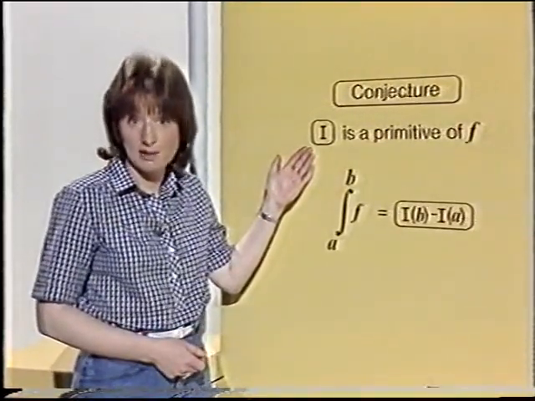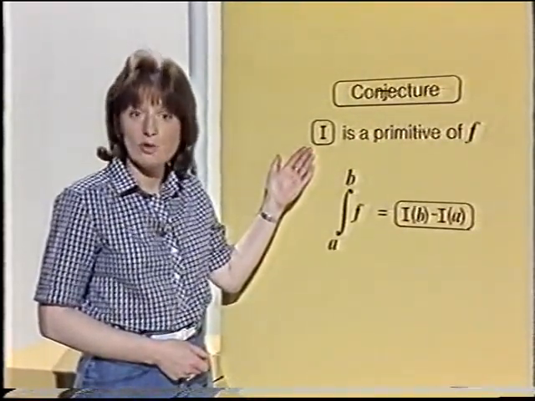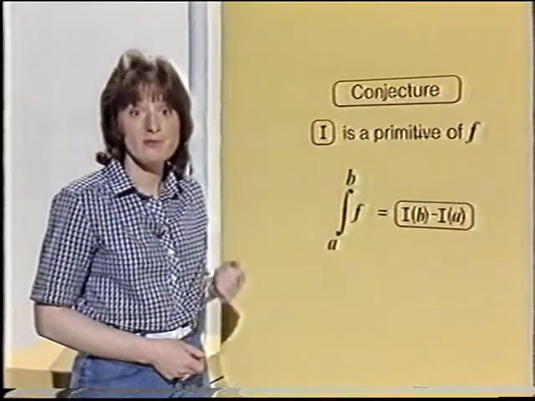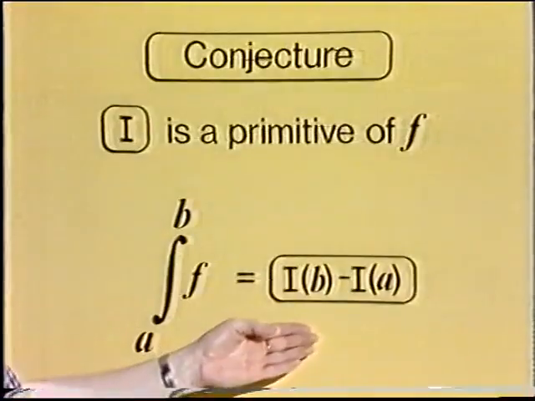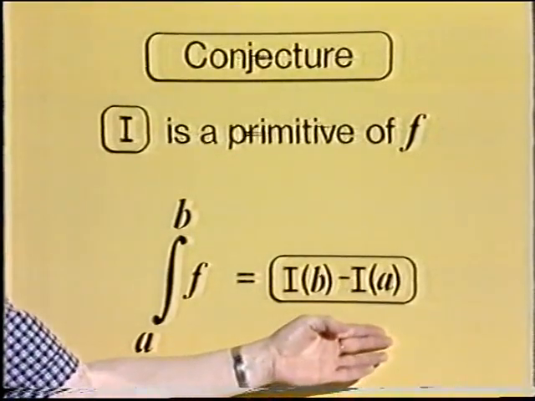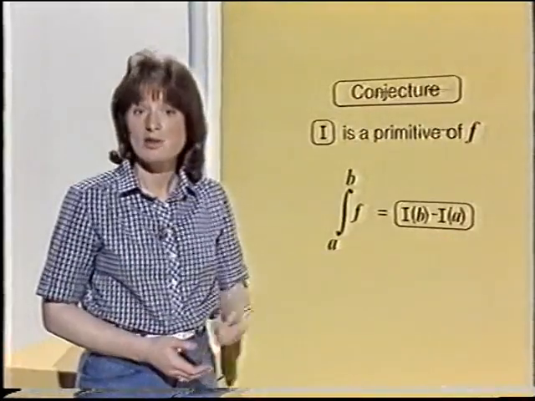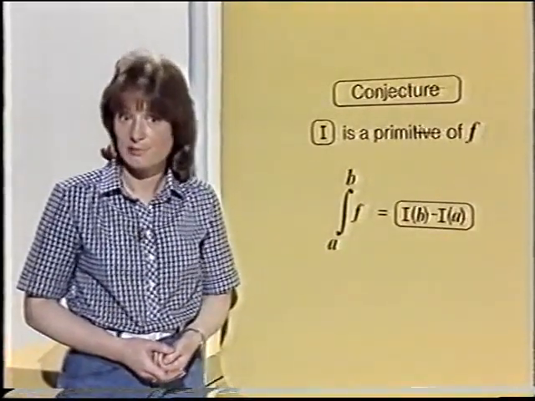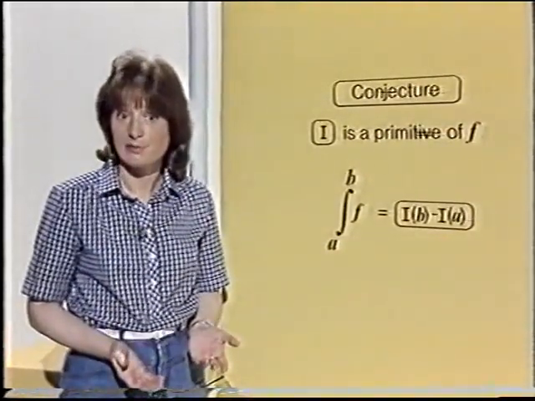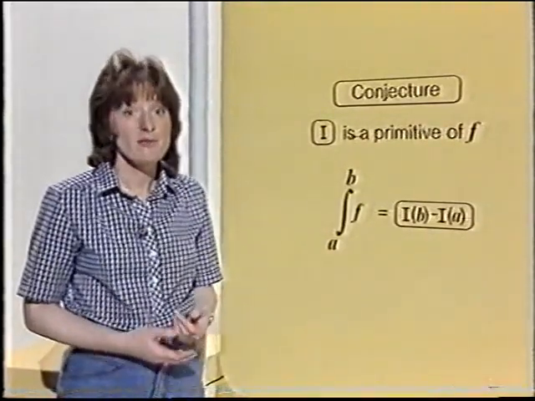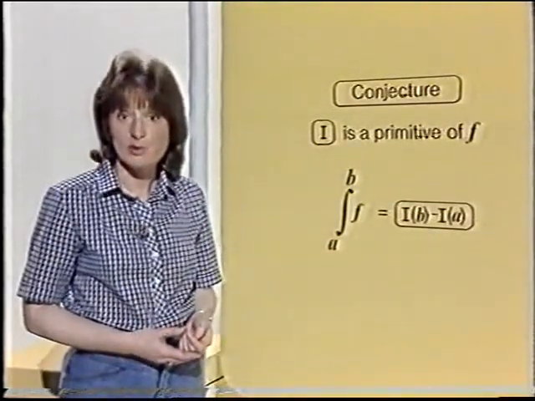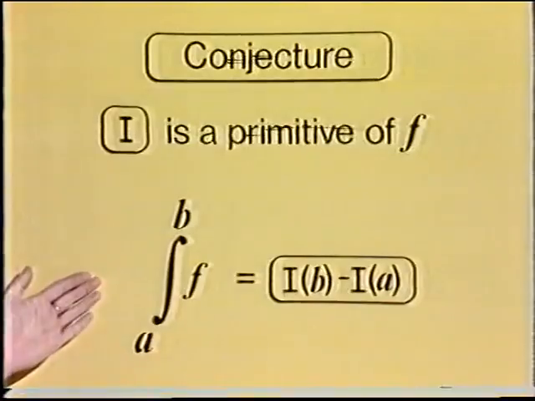And that's true for any function f. What's more, the integral of f from a to b is I of b minus I of a. But remember that a function has more than one primitive. Would this work for any primitive? In other words, if I replaced I with any primitive of f, would this still be true?